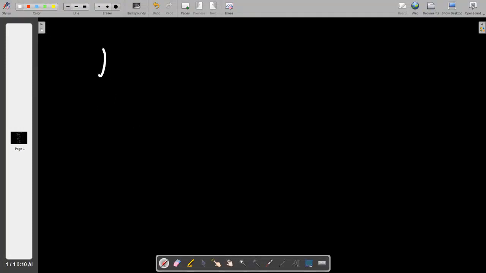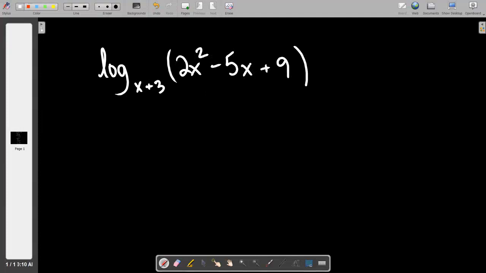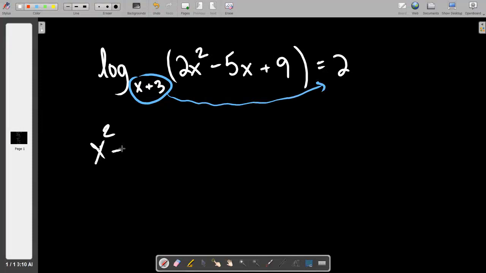So this last problem is log with a base of x plus 3. The argument of the log is 2x squared minus 5x plus 9. And it equals 2. So again, in the interest of trying to be efficient mathematicians, as I take the x plus 3 and I raise it to the power of 2, let's see if we can skip the middleman step. What do we get? X squared plus 6x plus 12.